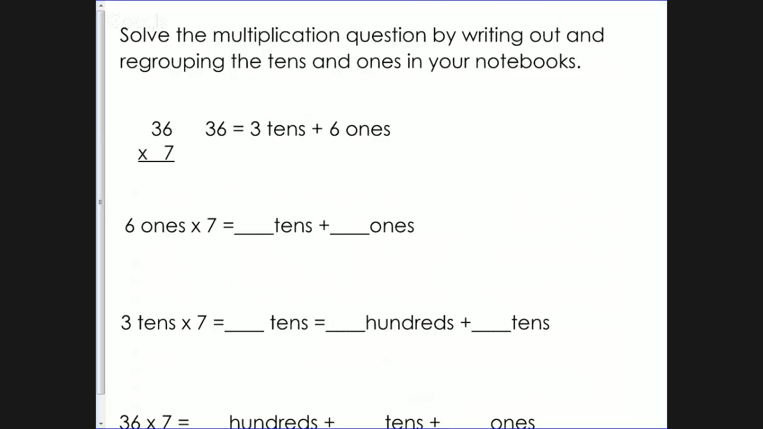Solve the multiplication question by writing out and regrouping the tens and ones in your notebooks. Well, we're not going to do it in our notebooks. We're definitely going to do it on the screen, though. So 36 times 7. So 36 equals 3 tens and 6 ones. 6 ones times 7 gives us the number 42, which is 4 tens and 2 ones. 3 tens times 7 gives us 30 tens. Sorry, 35 tens. Oh, no, it doesn't. It gives us 21 tens.